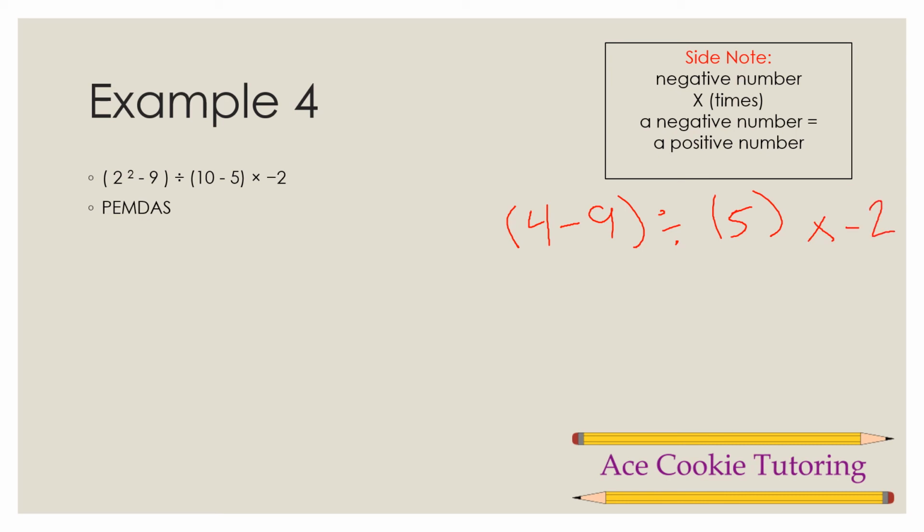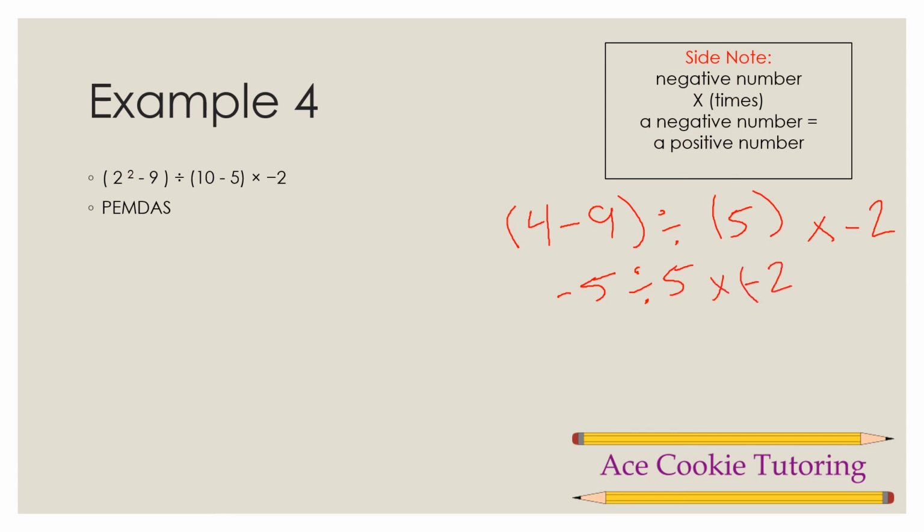Well, I took care of the second set of parentheses. I simplified it, but that first set still has an operation in it because I had that exponent, so it's going to add an extra step. So let's go ahead and simplify that now. So I have 4 minus 9 gives me a negative 5, and then I just bring everything else down. So negative 5 divided by 5 times a negative 2.